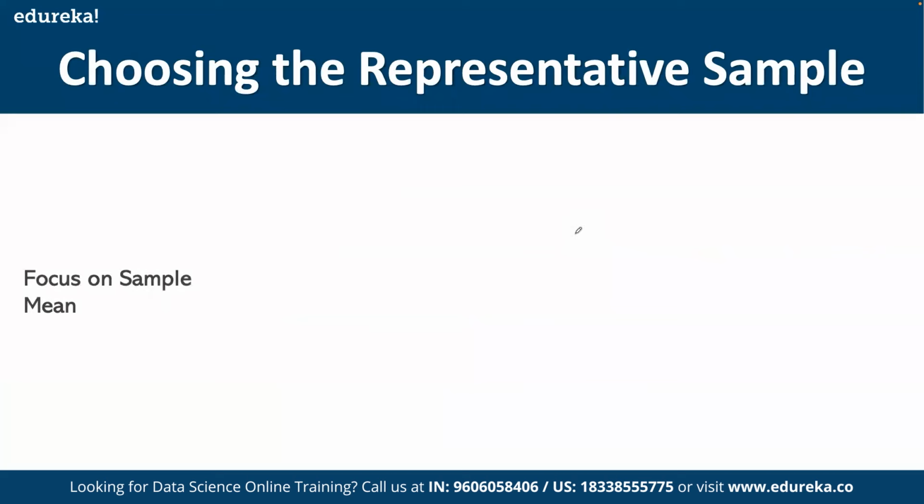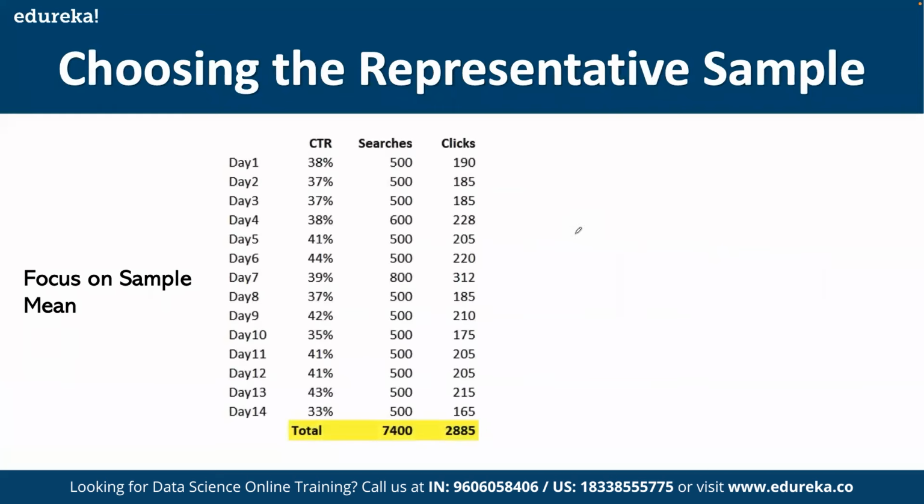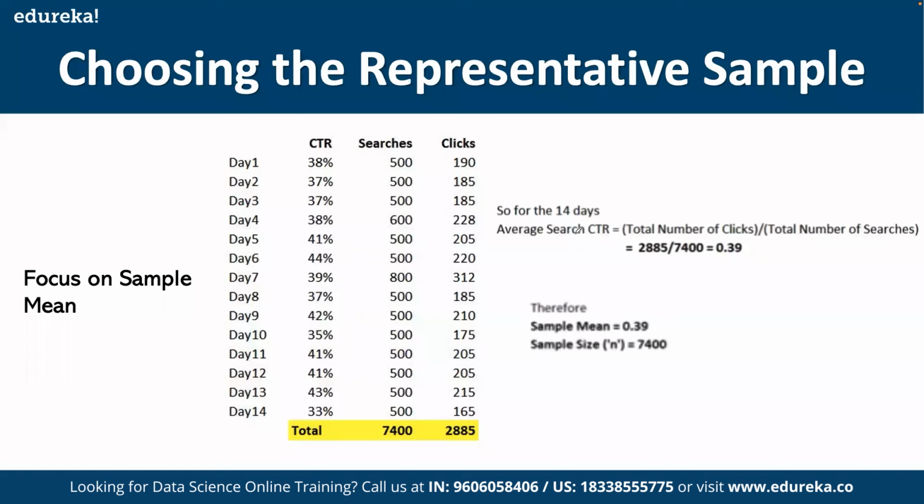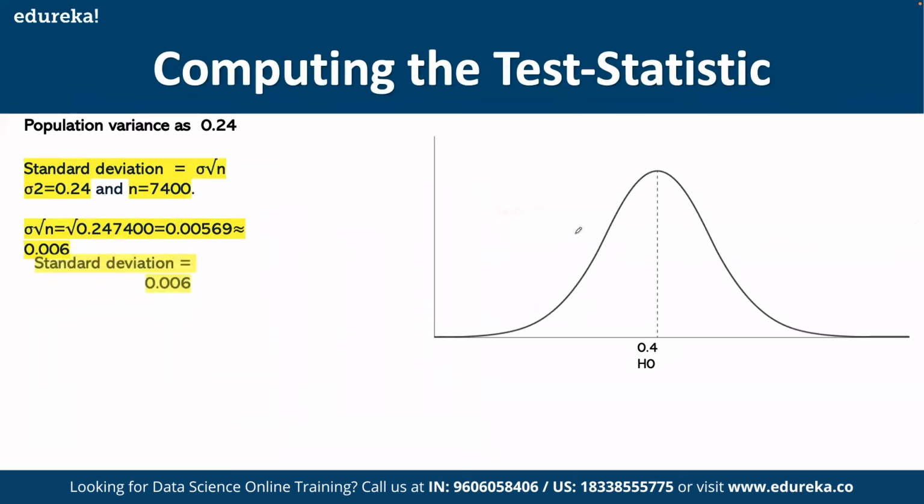Now, once you have the population, you're going to collect a sample from it and focus on the sample mean. Once you find it, this is what we would get as an average CTR. The average search CTR is given by 0.39, and the sample mean is 0.39. We have a sample size of 7400. With this information, we are going to compute the test statistic.